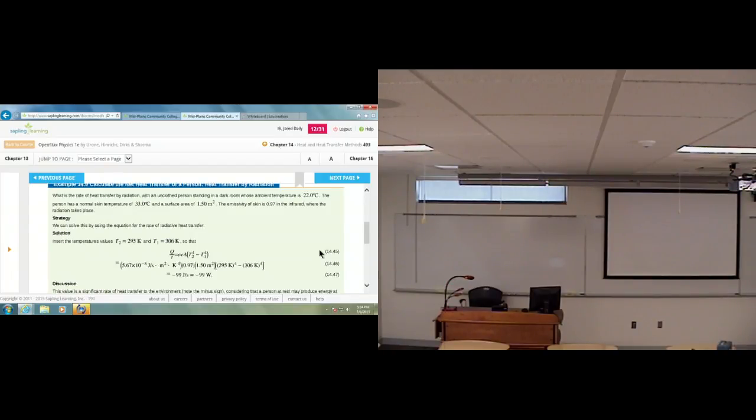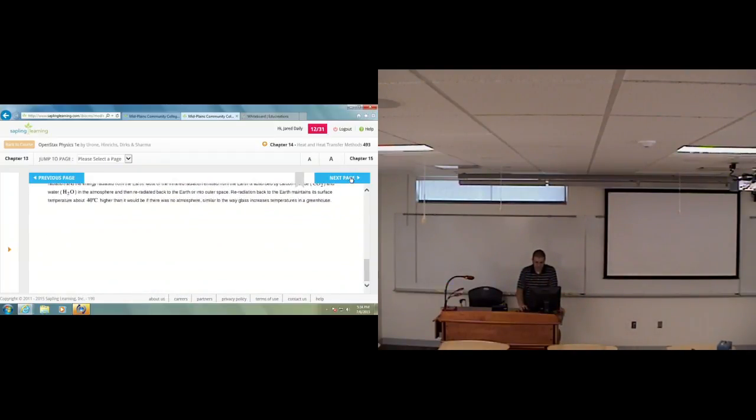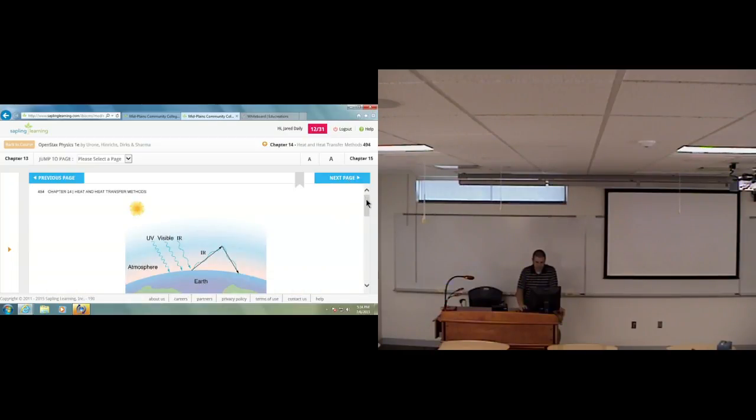And we want to calculate the rate of energy loss by the person, right? So we plug in all our numbers. It's just as simple as that. And we get negative 99 joules per second, or negative 99 watts. Of course, the bigger the temperature difference, the more heat exchange you're going to have, and that's true in all situations with heat exchange.